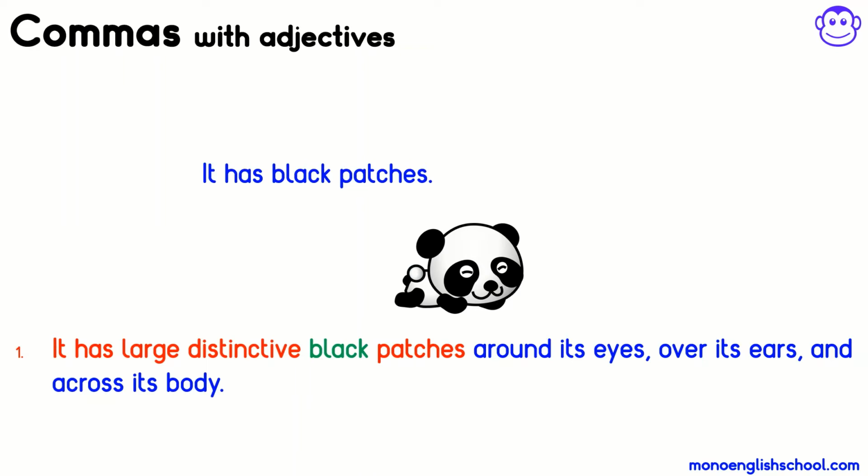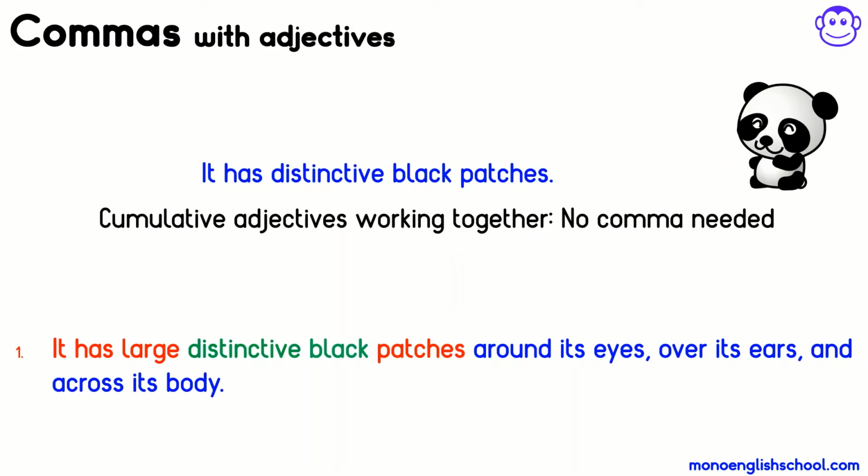Using just the adjective closest to the noun in the original sentence, we could create the independent clause, it has black patches. In this independent clause, we have no need for a comma, so one adjective equals no comma. Next, we add distinctive. We now have the independent clause, it has distinctive black patches. There are now two adjectives describing the panda's patches.